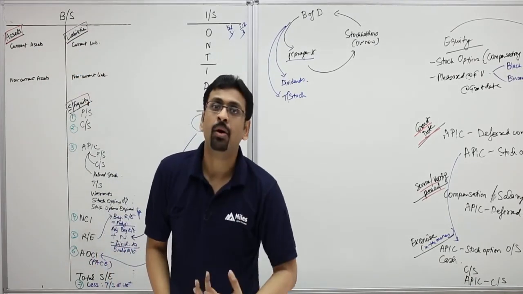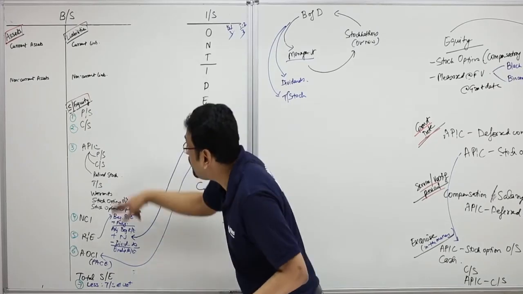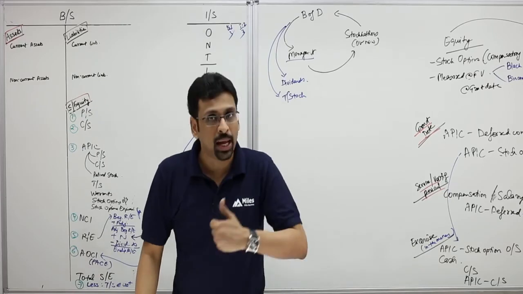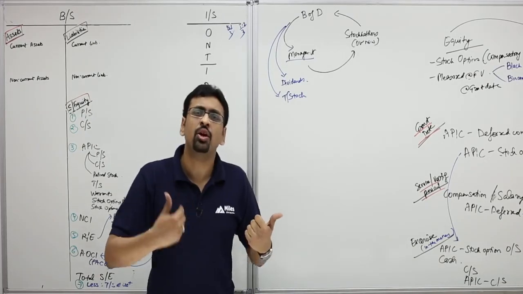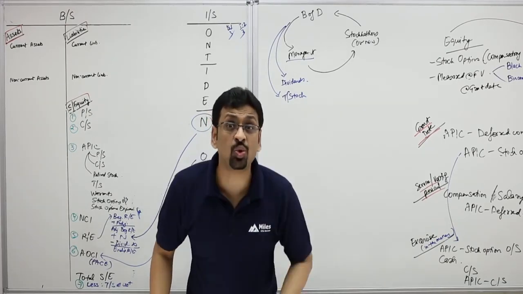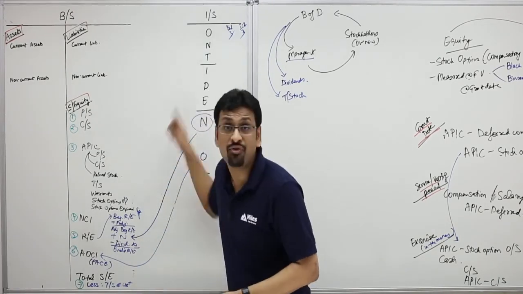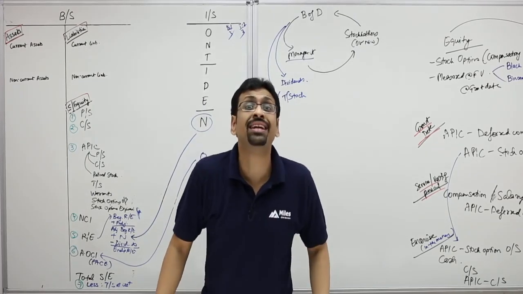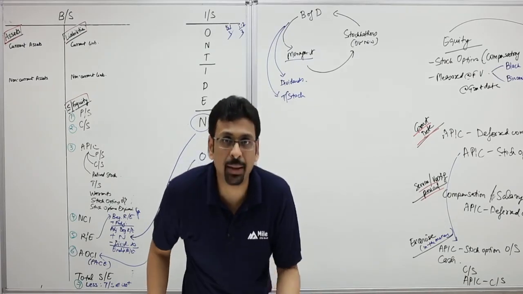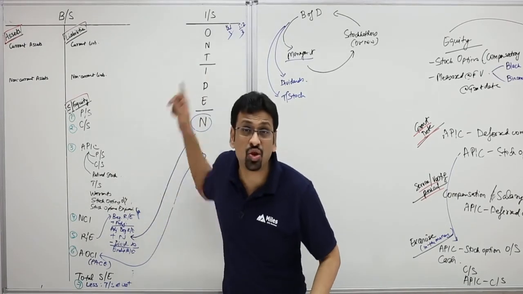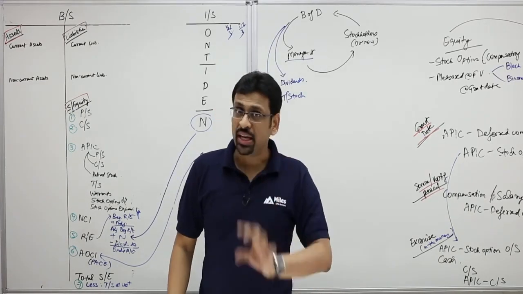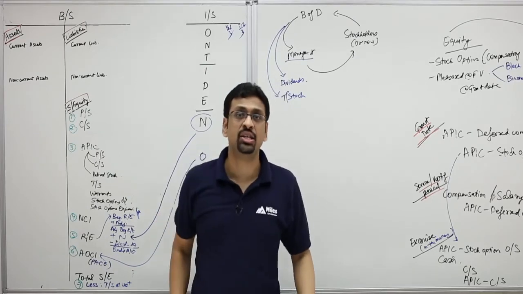Now US GAAP requires that this statement of changes in stockholders' equity be presented either as a primary financial statement or in the notes to the financials. But SEC requires that for issuers, for public companies, this statement of changes in stockholders' equity be presented as a primary financial statement. Now, even IFRS has the same requirement, present the statement of changes in stockholders' equity as a primary financial statement.